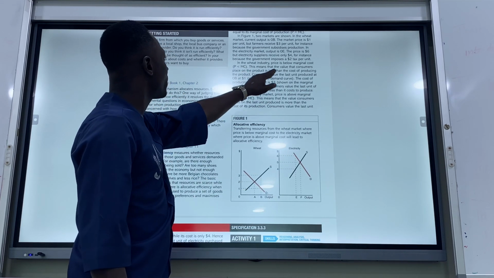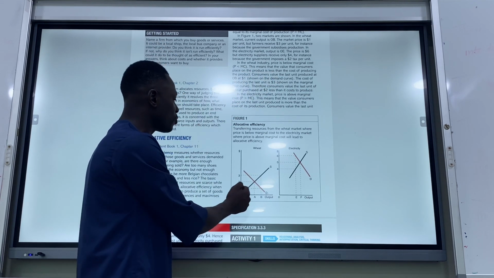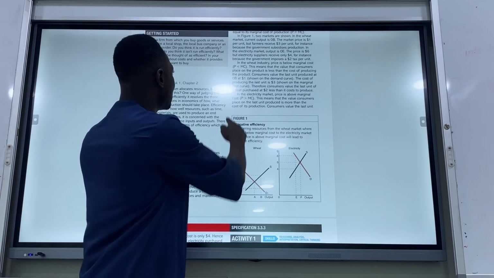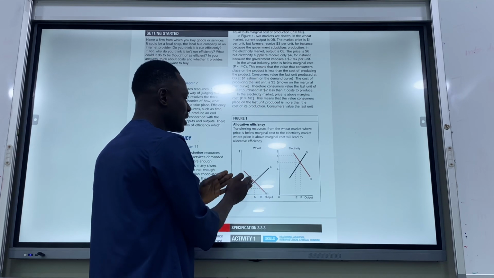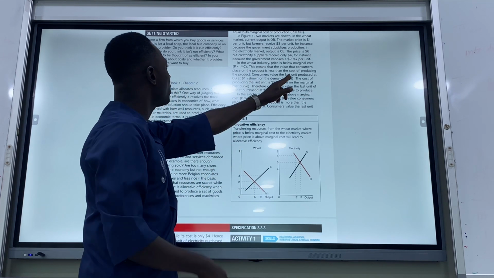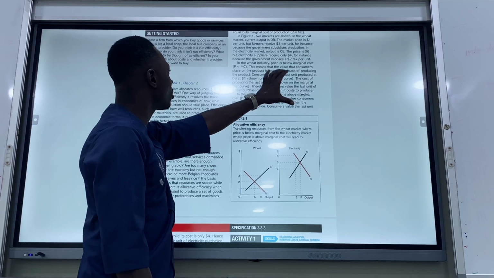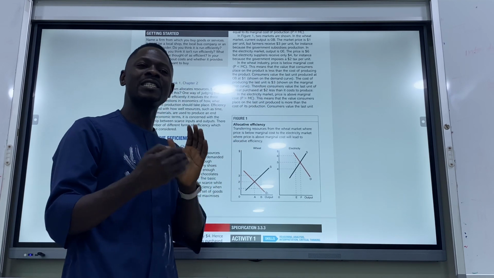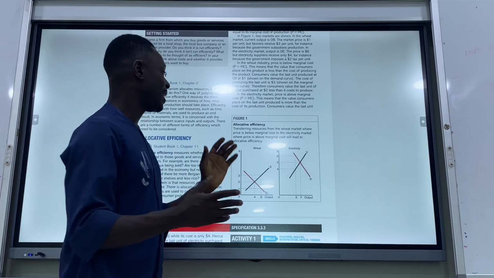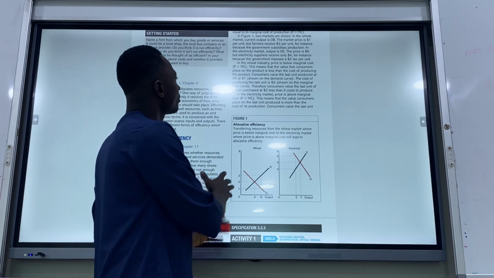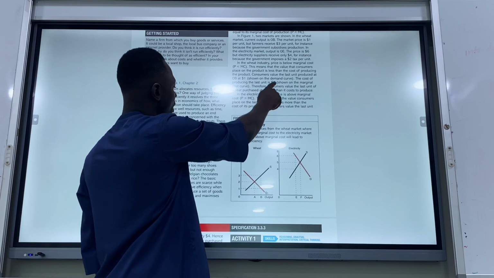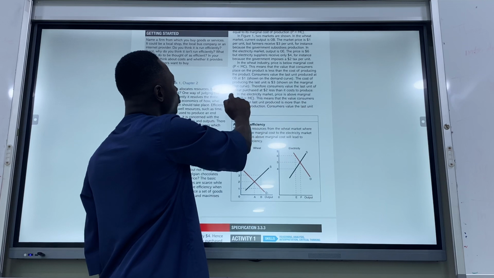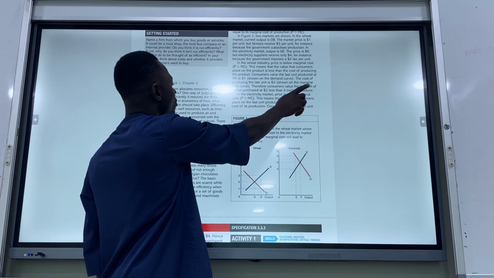In the wheat industry, price is below marginal cost, which is P is less than MC. The value that consumers place on the product is less than the cost of producing the product. So the price consumers are paying is less than the cost of producing it. That is for the market for wheat. So the cost of producing the last unit is $3.